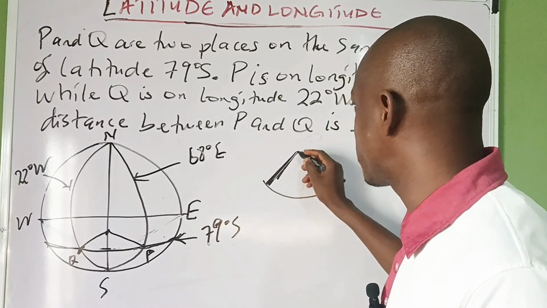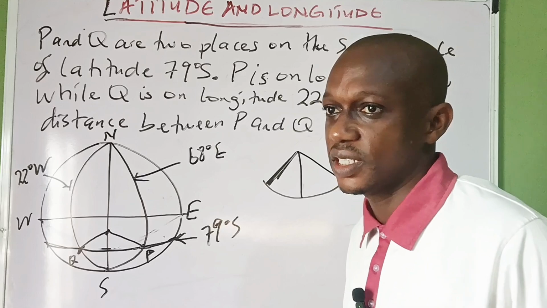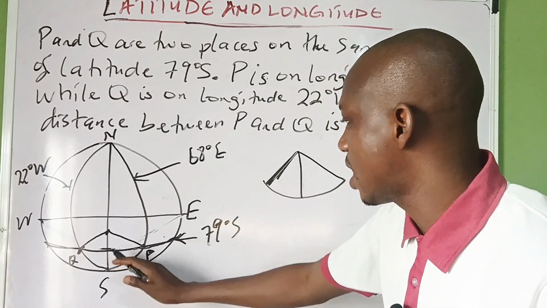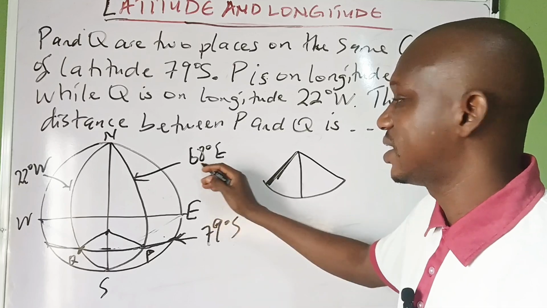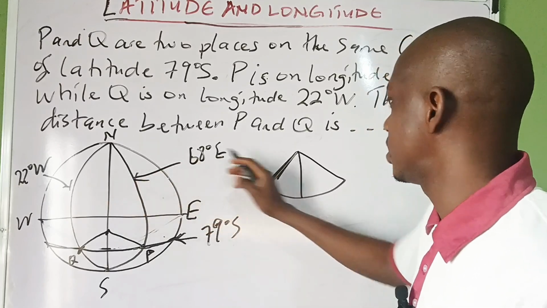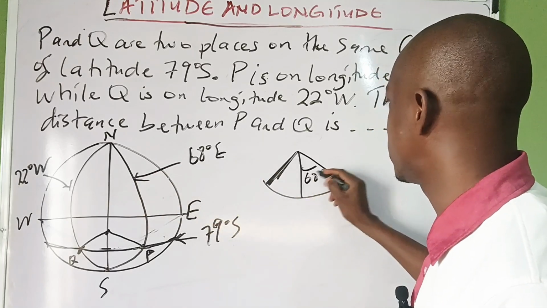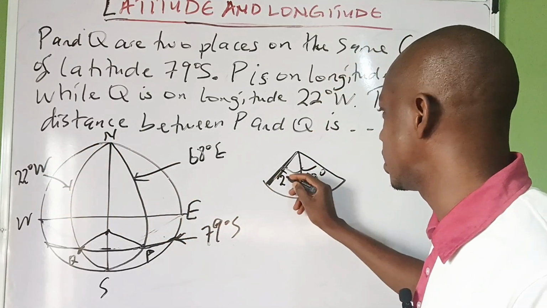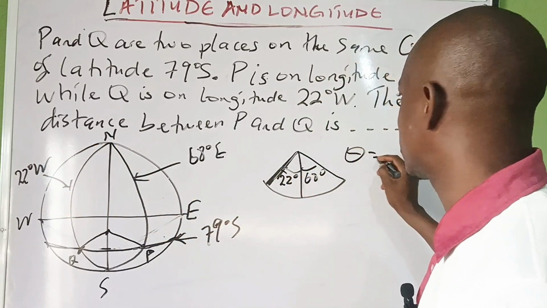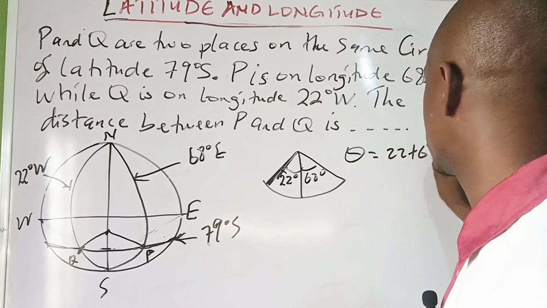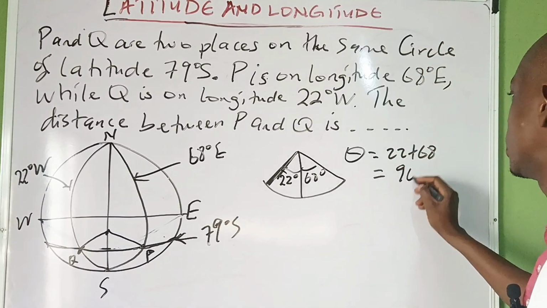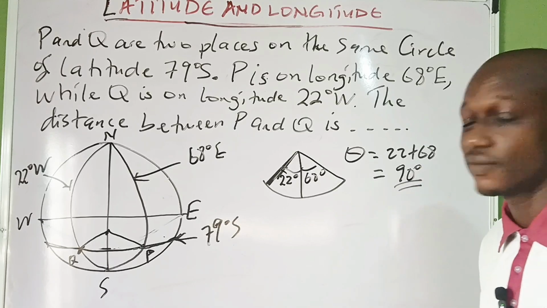But mind you, we have to get the angular distance first. The angular distance is this. From here to here is our 68. So this place is the 68 degrees. And this place is the 22 degrees, isn't it? So to get our angular distance here, it will be 22 plus 68. So what will that give to us? That will give us 90 degrees.